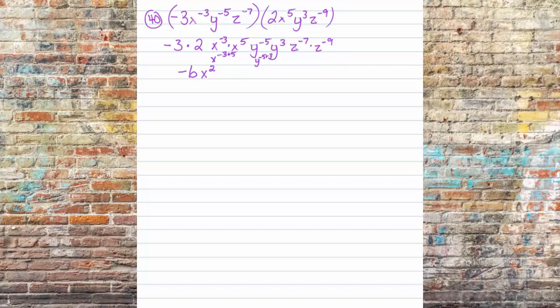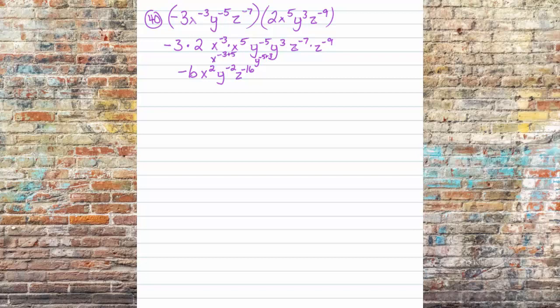Y to the negative 5 plus 3 will give us a simplified answer of y to the negative second power. Z to the negative 7 times z to the negative ninth gives us z to the negative 16th power.